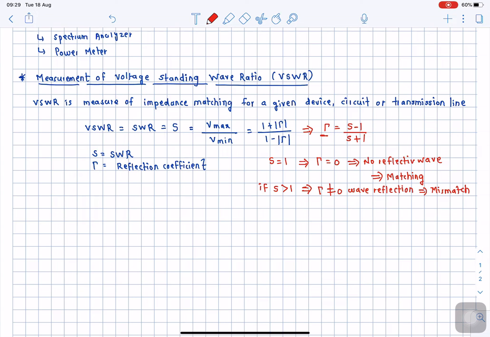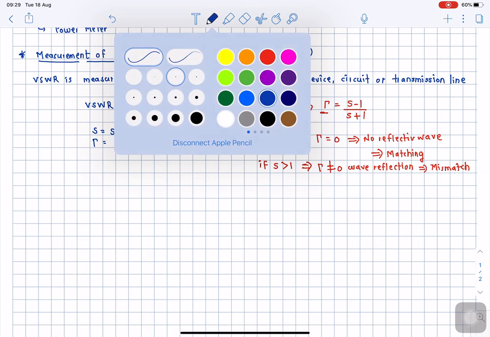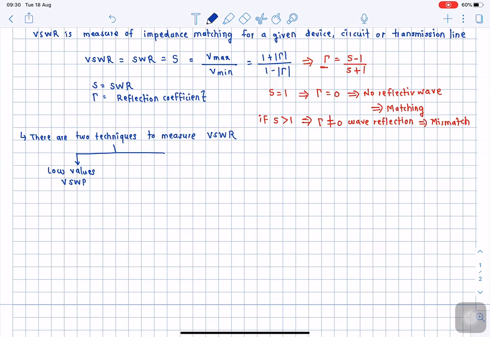There are two different mechanisms for measuring the voltage standing wave ratio. So there are two techniques to measure VSWR. In the first technique we measure low values of VSWR, and in the second technique we measure high values of VSWR.